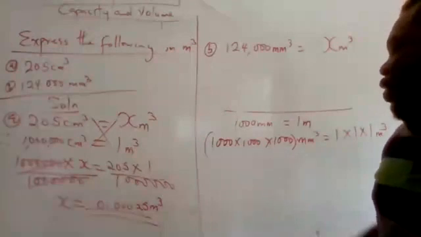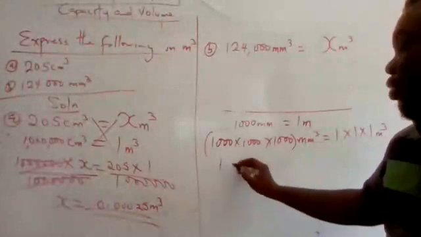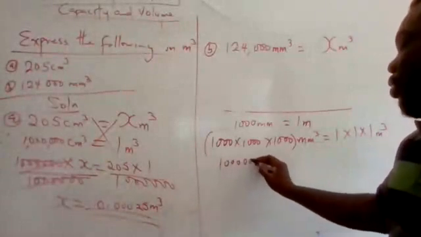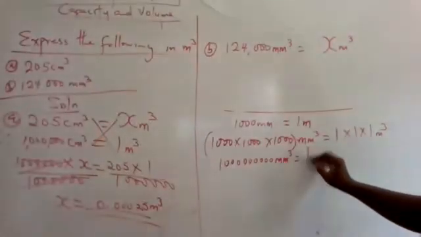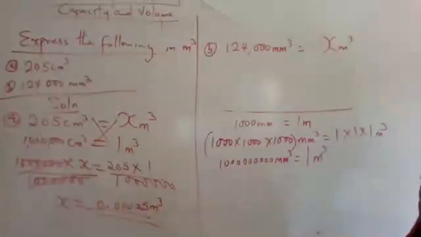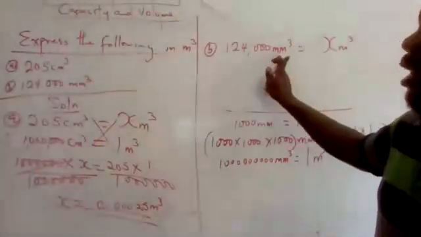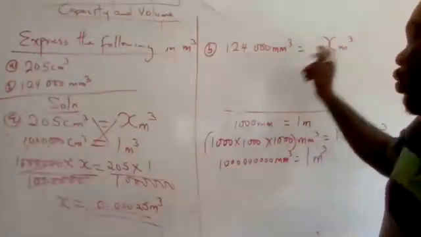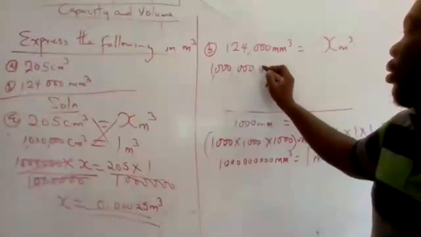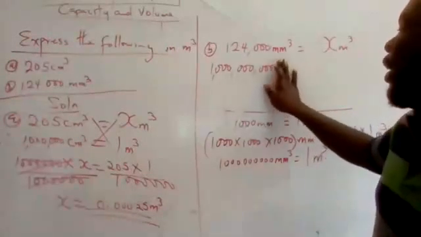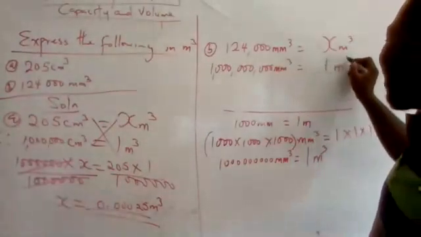Are you following me? So meaning that this is going to be 10 raised to the power of 9, which is 1,000,000,000 millimeter cube is equal to 1 meter cube. So this is the relationship we are going to use here. Now, if you look at this, this is meter cube, millimeter cube, and meter cube. So that would be 1 billion millimeter cube is equal to 1 meter cube.